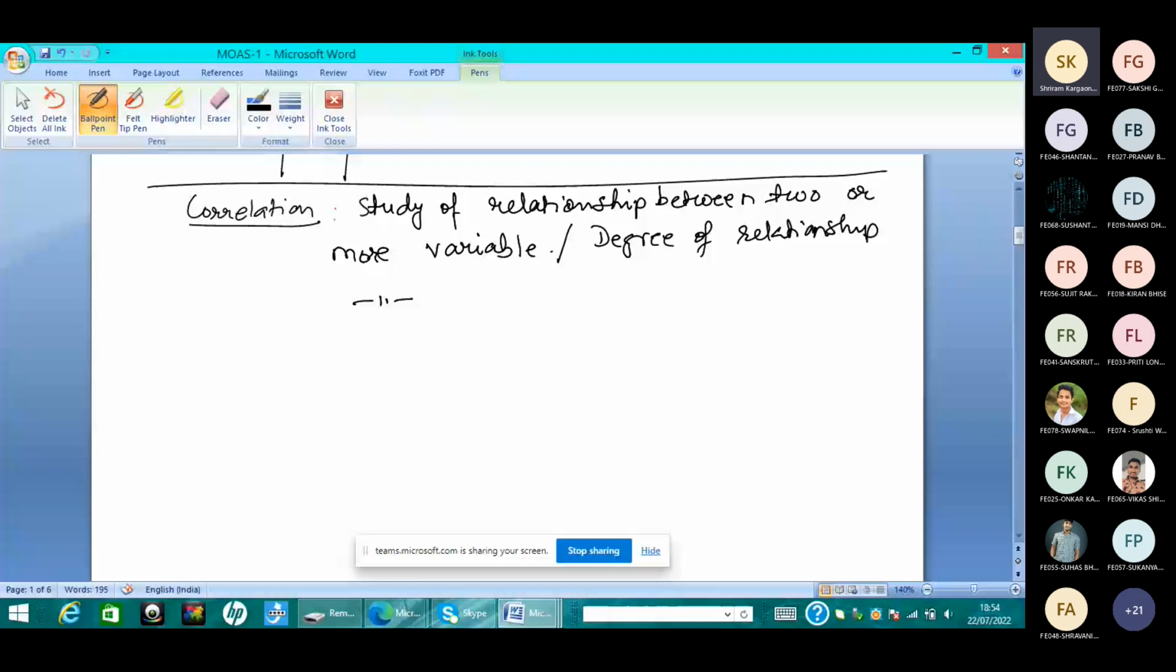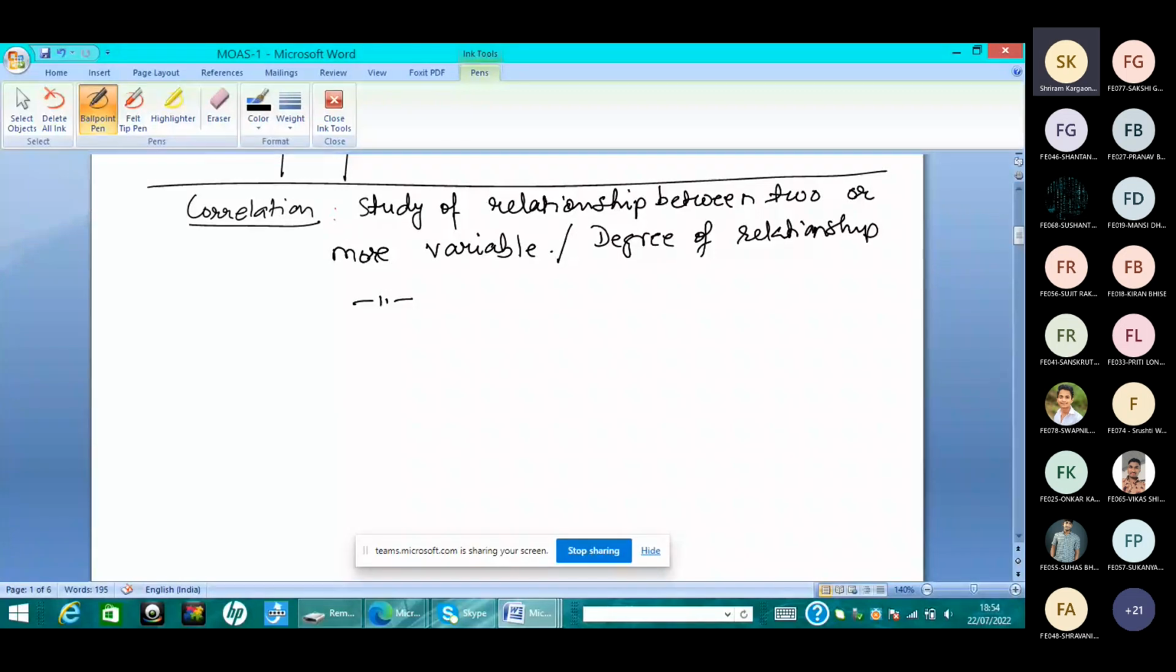Okay, so did you all understand this? What is correlation? It is the study of relationship between two or more variables, or degree of relationship between the two or more variables. Is it clear? If you understand, then please give your thumbs up.